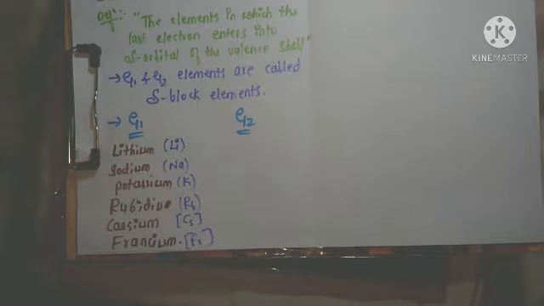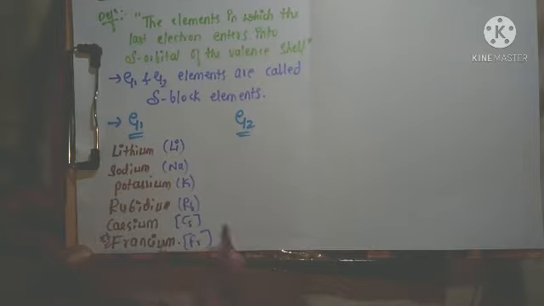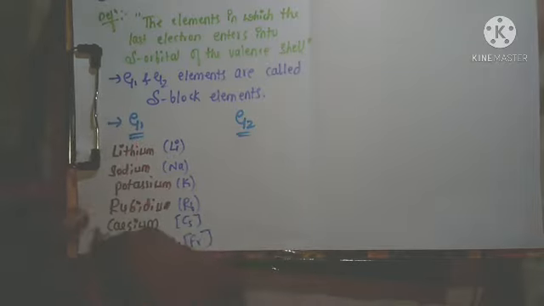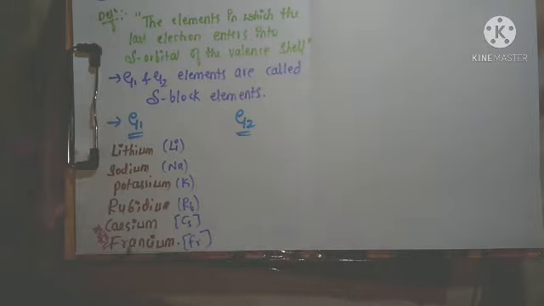Now here I am putting a star for francium. You may ask, why are you putting a star for francium, sir? Because this francium is the radioactive element in group 1. A 1 mark question may be like this: in the group 1 elements, which one is the radioactive element? Then your answer should be francium. Francium is the radioactive element in group 1.